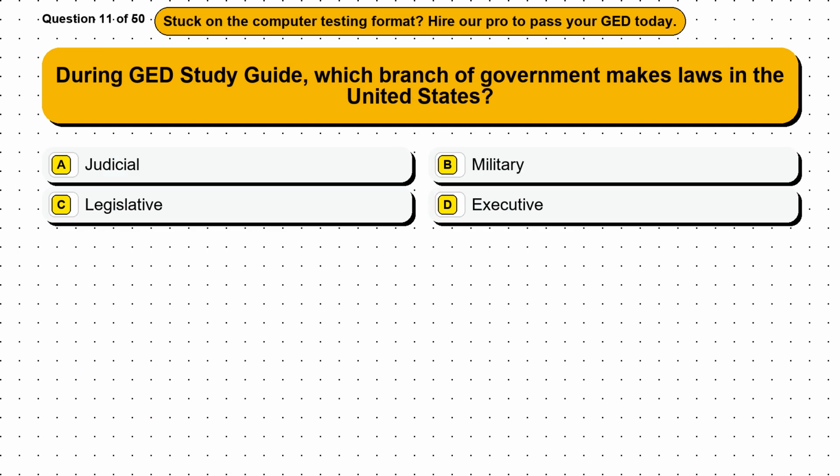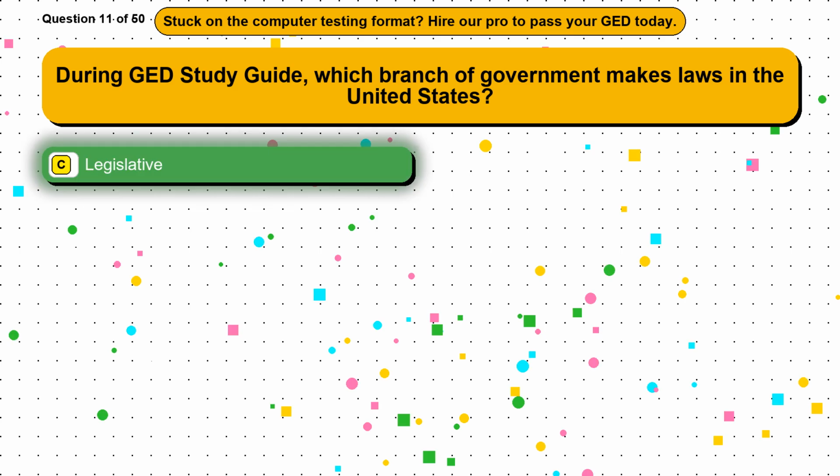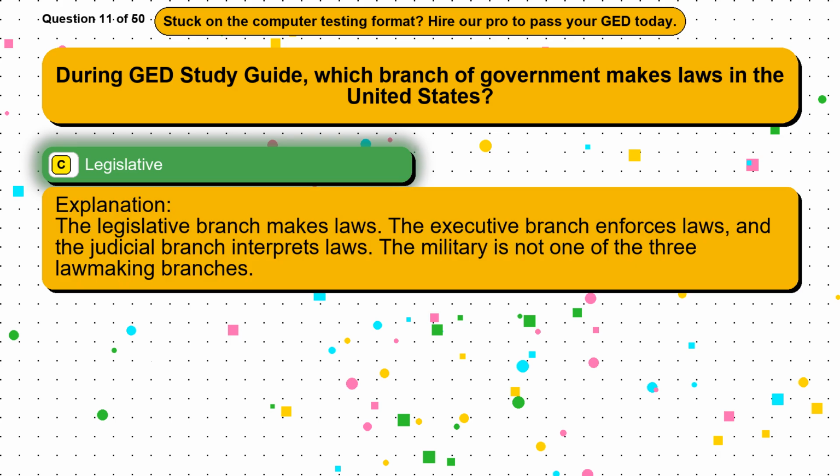Question 11. During GED Study Guide, which branch of government makes laws in the United States? Option A, judicial. Option B, military. Option C, legislative. Option D, executive. The correct answer is option C, legislative. The legislative branch makes laws. The executive branch enforces laws, and the judicial branch interprets laws. The military is not one of the three lawmaking branches.